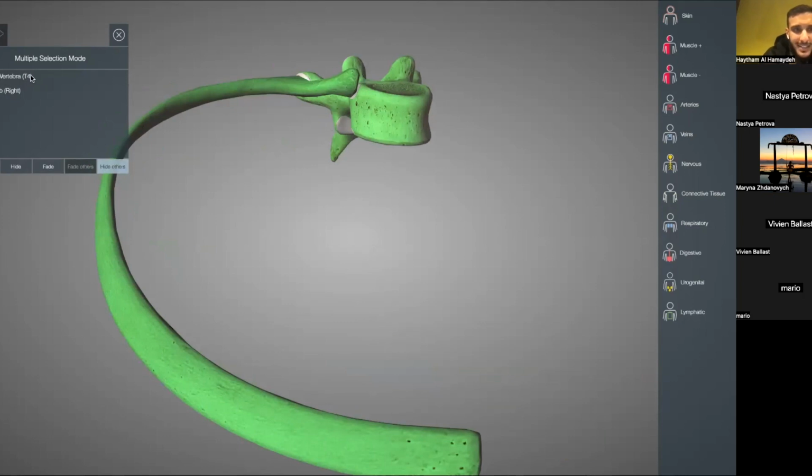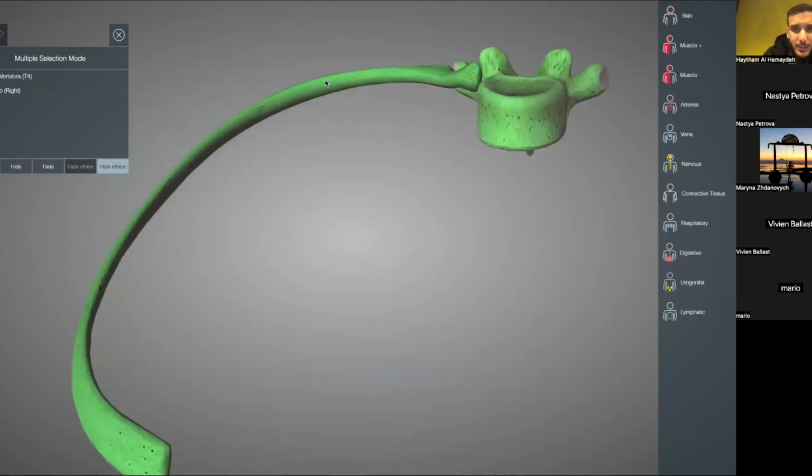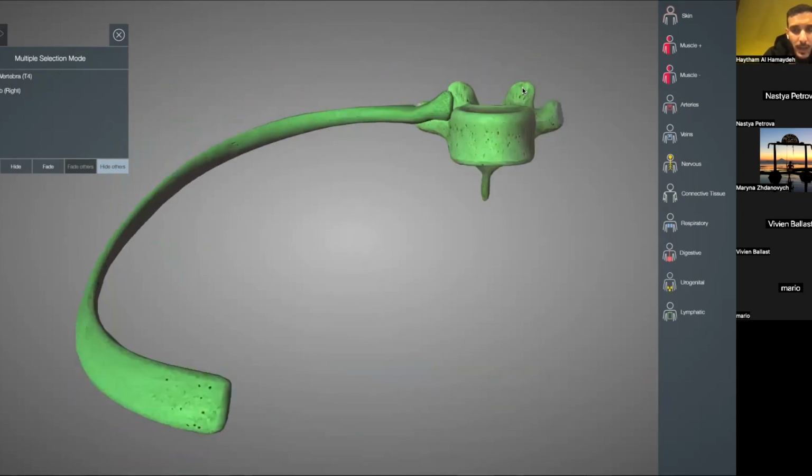Now you're going to ask me, what does the superior articular surface of the head of rib number 4 articulate with? And I will show you.